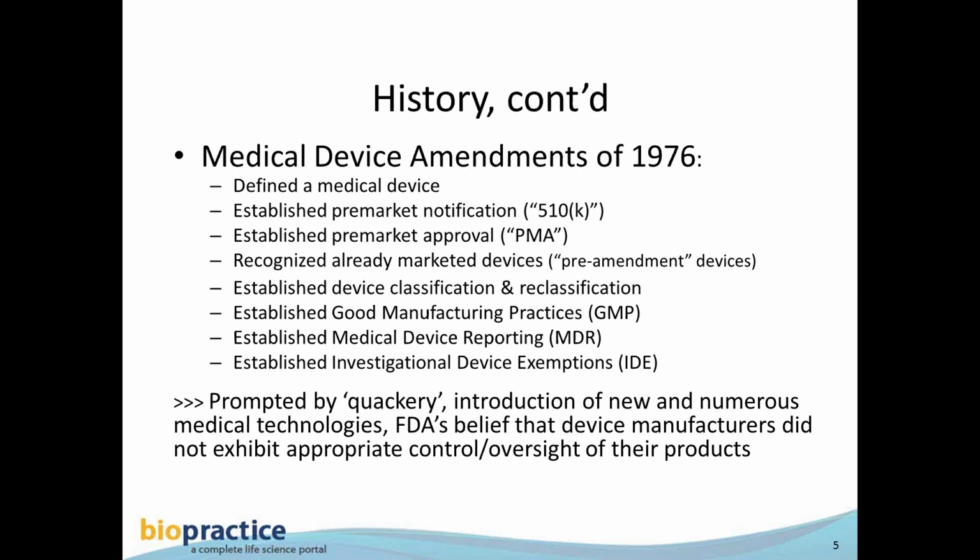It wasn't until the Medical Device Amendments of 1976 that all of these things were established: the definition of what a medical device actually is, how to get a device to market. It recognized that some devices were already on the market. These are called pre-amendment devices. It established the mechanism for classifying and reclassifying devices, good manufacturing practices, medical device reporting, and investigational device exemptions.